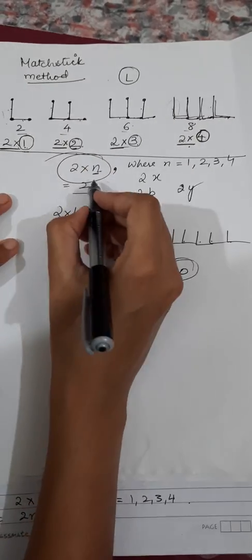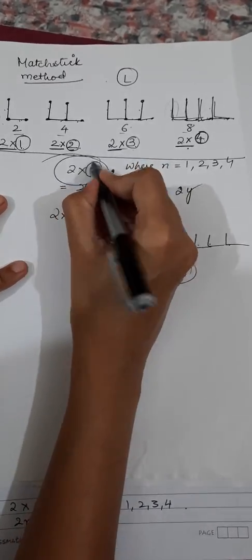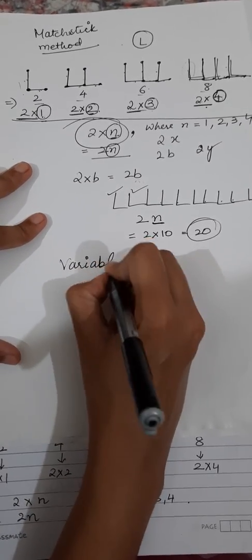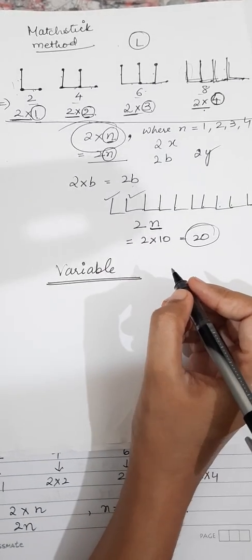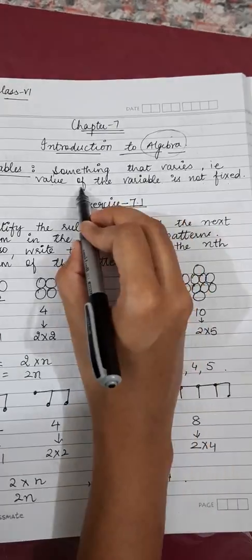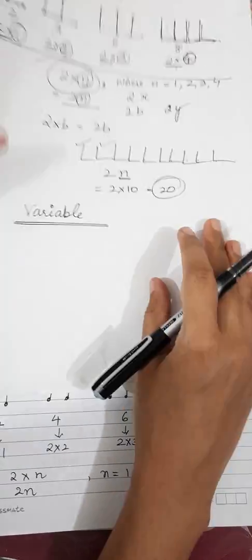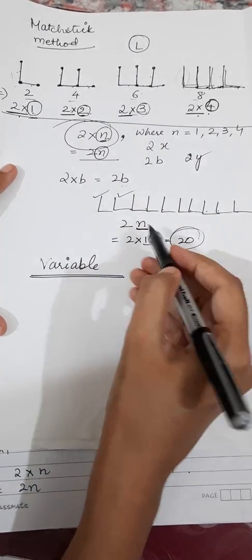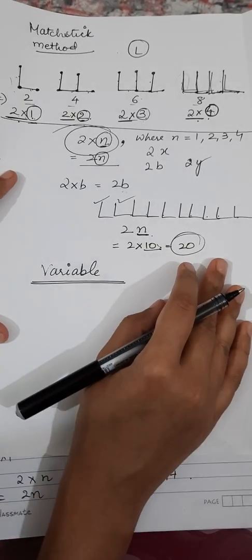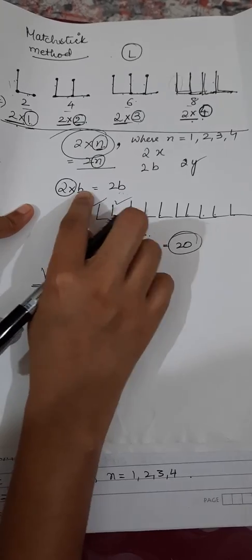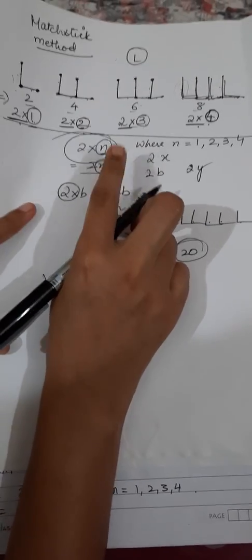Now in this algebra, this n, the number which is not fixed, is called the variable. Variable means the alphabet whose value is changing. Something that varies, that is, the value of the variable is not fixed. Every time it is changing. It can be 1, it can be 2, it can be 3, it can be 4, it can be 10, it can be 100, it can be anything. So that is called the variable. Okay, so this 2 into is fixed, but this b is going to change. So this is going to be called the variable.